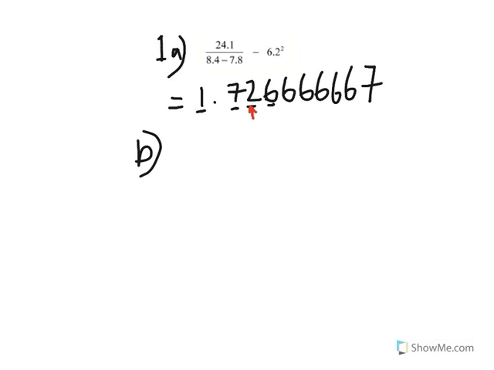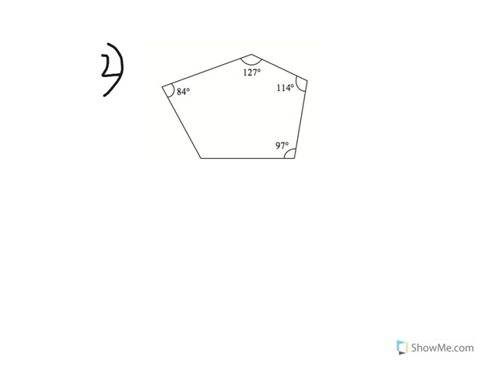So in this case, if we look at the fourth number, it's 6, and 6 is above 5, meaning this number gets rounded up by 1. So it becomes 1.73.